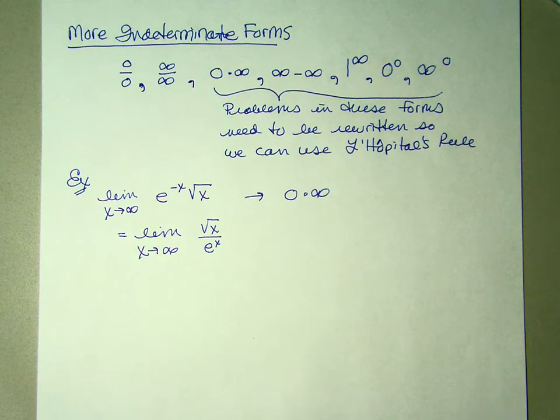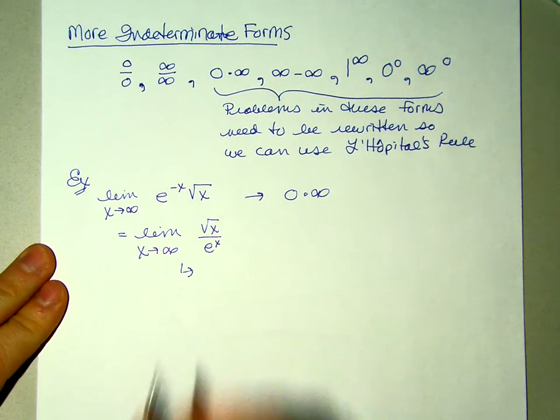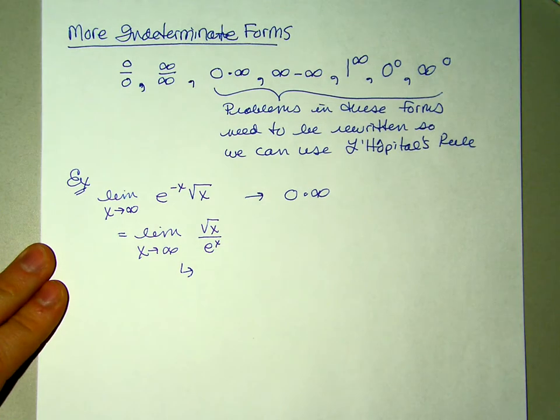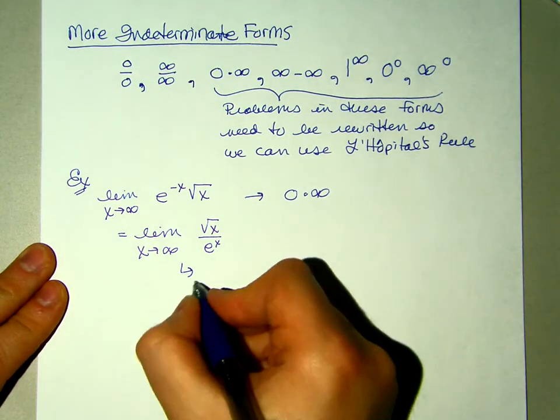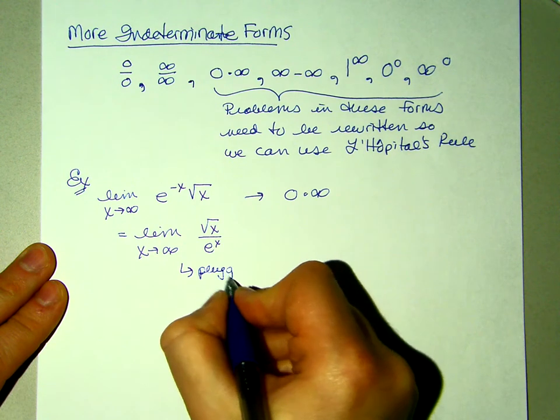Okay, well, plug in a huge number. Square root of a huge number is a huge number. E to a huge number is a huge number. Plugging in here gives us infinity over infinity, which means you're allowed to use L'Hopital's rule. So please go do that.